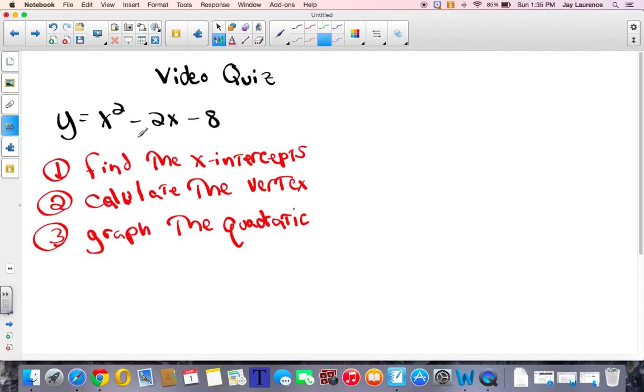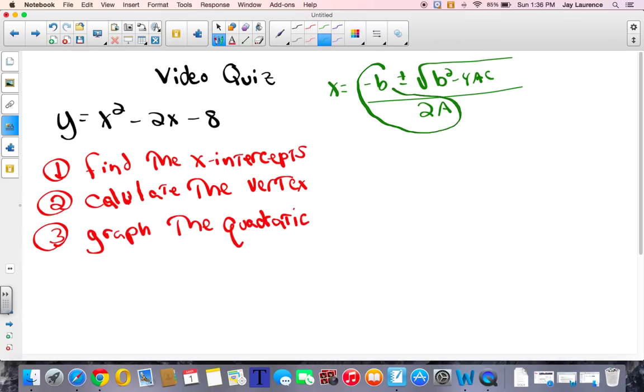All right. You're going to find the x-intercepts, and you'll do that by using the quadratic formula. X equals negative b plus or minus the square root of b squared minus 4ac, all over 2a. And then you'll calculate the vertex. How will you do that? Well, you'll use that part of the quadratic formula to find the x-coordinate of the vertex, and then don't forget to plug it in. You've got to find the y-coordinate. And then finally graph the quadratic on graph paper.